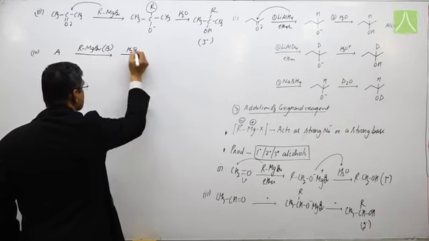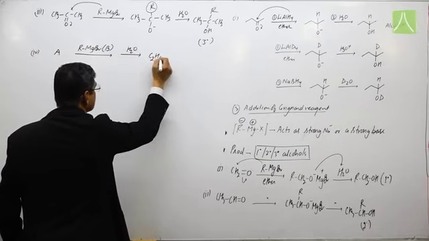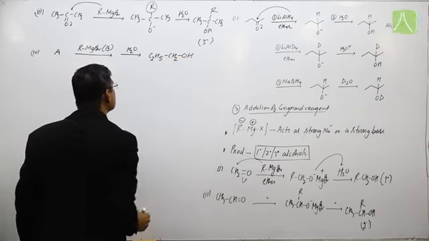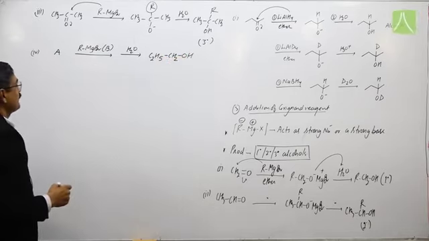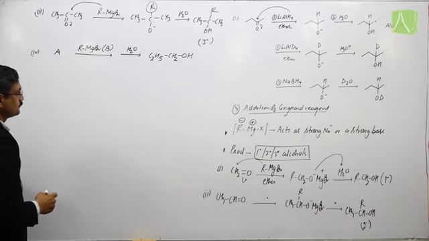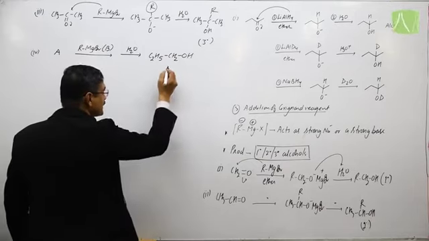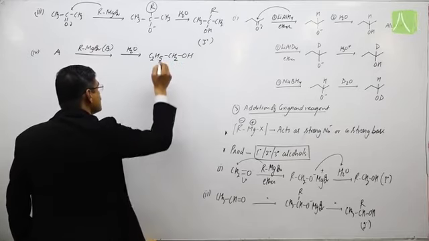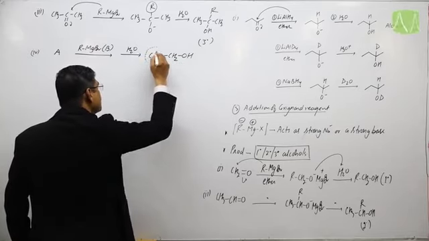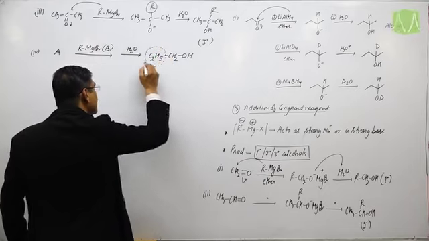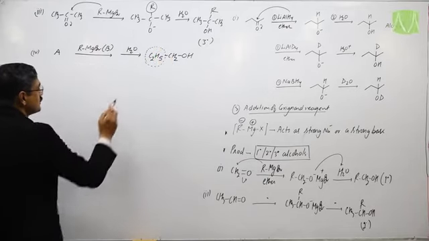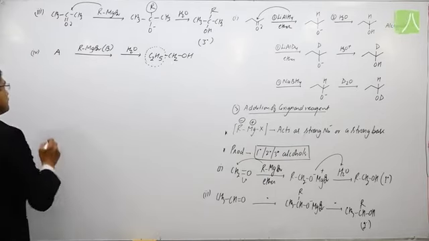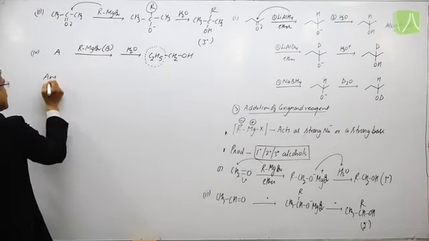After hydrolysis, C2H5CH2OH is obtained. So find the A and B. The trick is like this: the carbon having the OH group also has a group obtained from the Grignard. So this is the Grignard portion and this is the carbonyl portion. So you can write the answer like this.